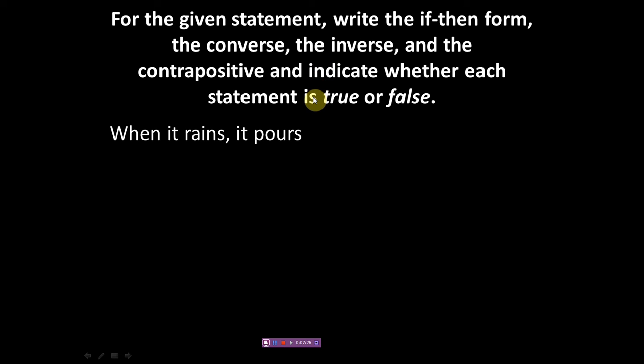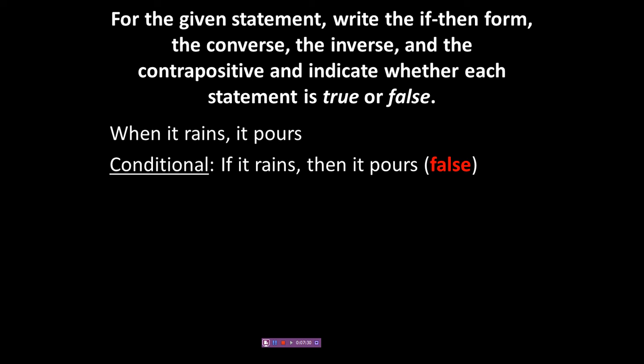So the original statement is, when it rains, it pours. Well, we can write that as a conditional in if-then form by saying, if it rains, then it pours. And this is false, right? Because it is possible for it to rain without pouring. It could be drizzling or sprinkling outside.